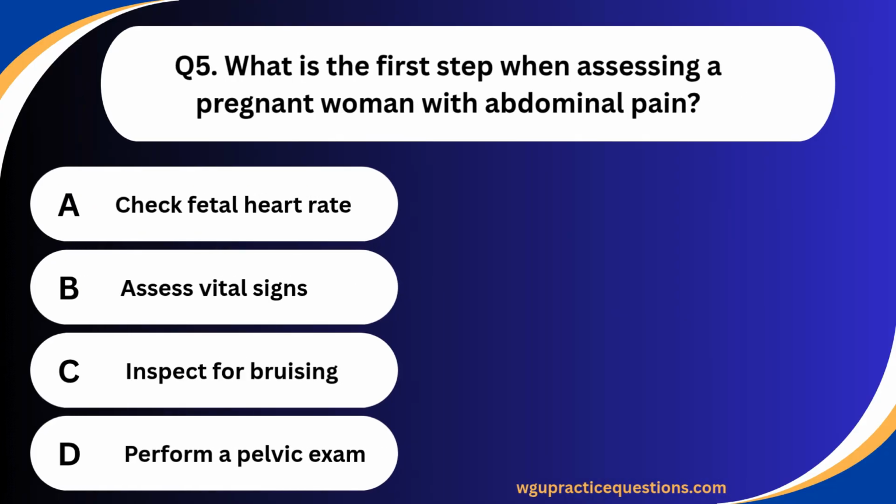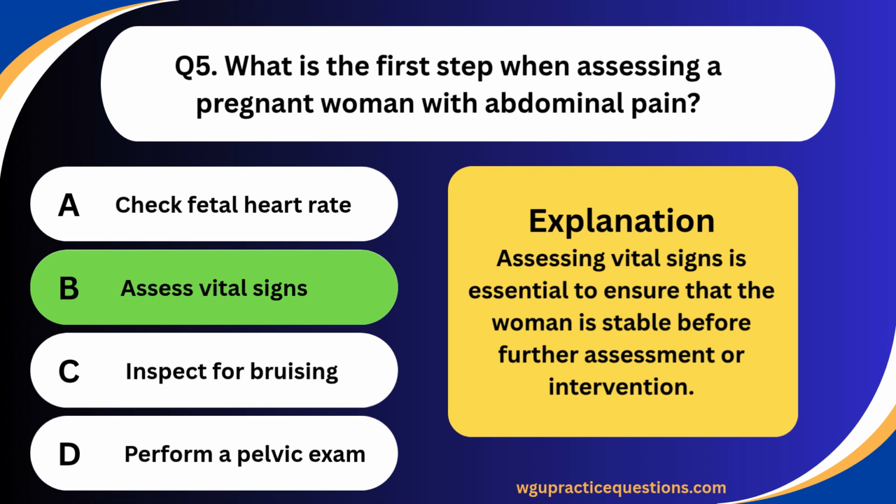The correct answer is B. Assess vital signs. Explanation. Assessing vital signs is essential to ensure that the woman is stable before further assessment or intervention.